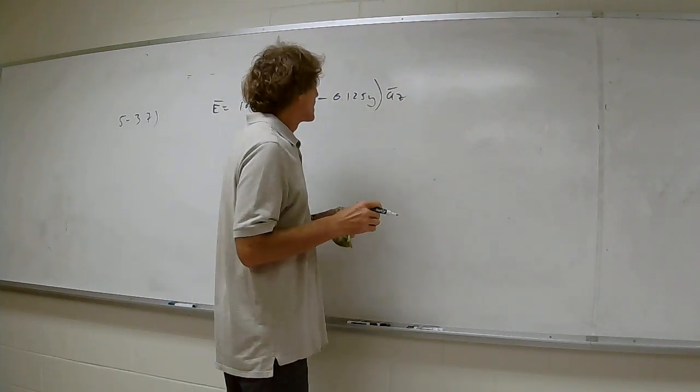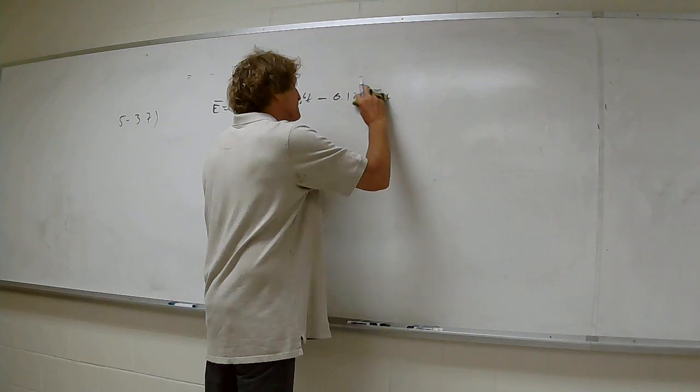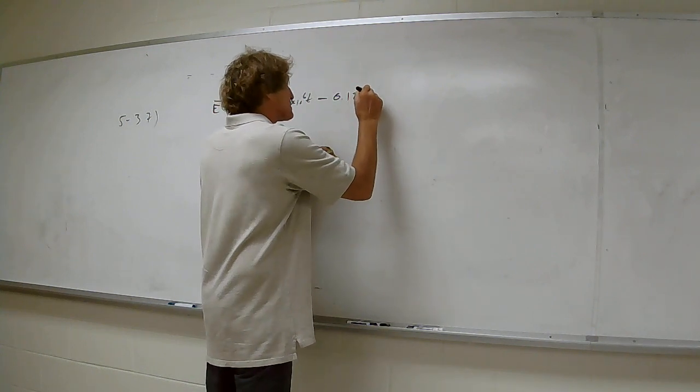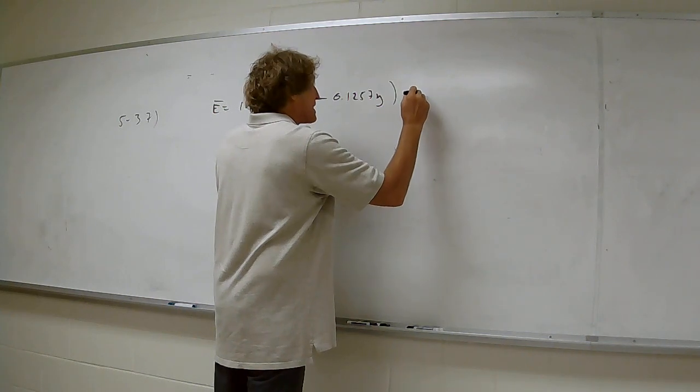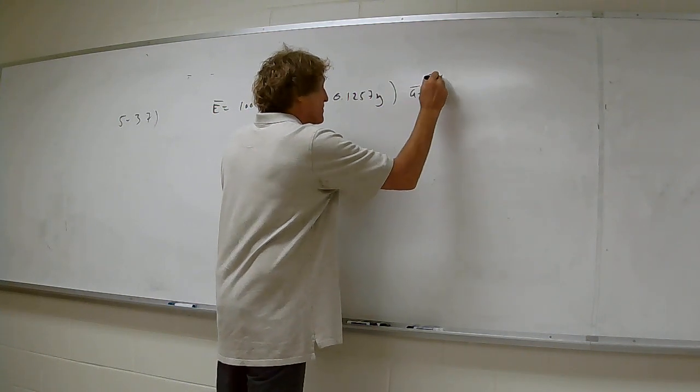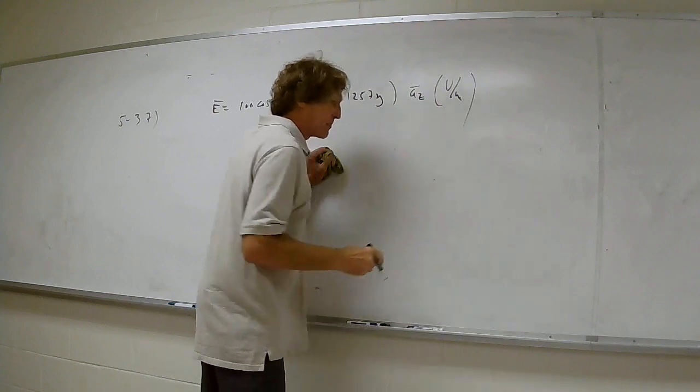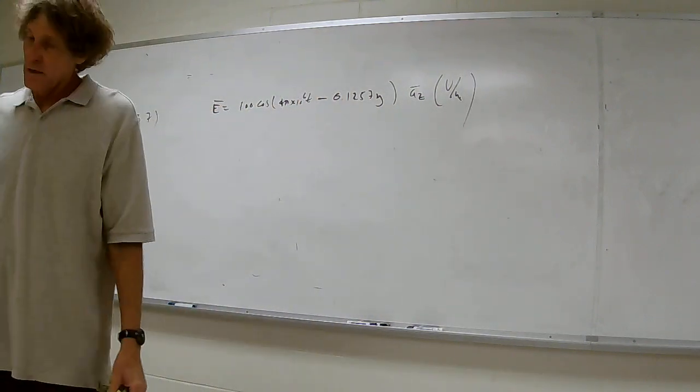It's 0.1257. But this isn't there. Y? Yeah, Y. And this is in the AZ direction, volts per meter? Yep. What do they want? They just want to find H.